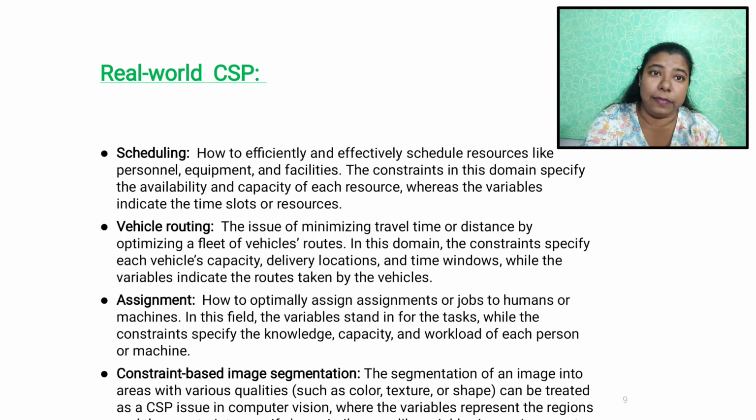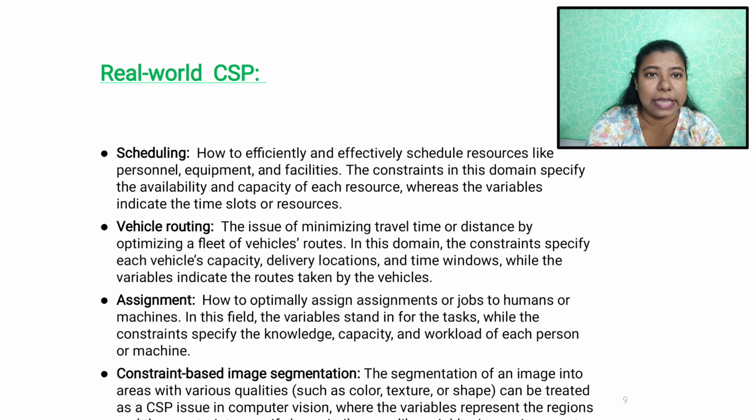And wherever the variables are, they are the routes which we are taking. Suppose we need to go from point A to point B, and there are several ways of covering the distance from A to B. Now we need to find out which one is the most convenient option for us. So for that we are using a constraint satisfaction problem.